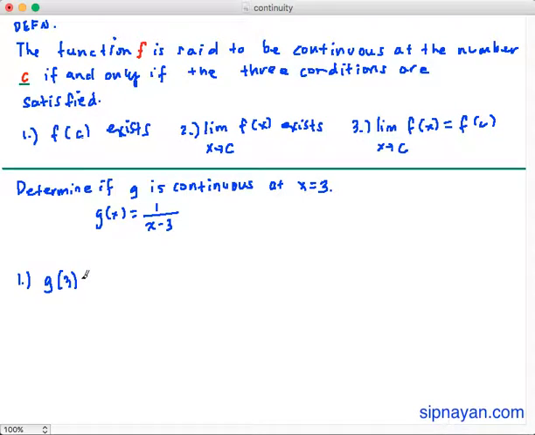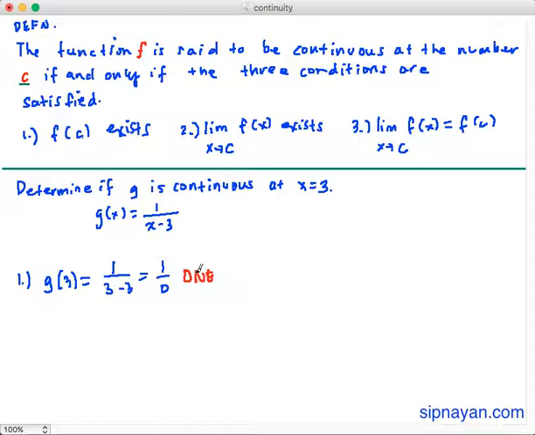Nag-exist ba ang g of 3? So, g of 3 is equal to 1 over, substitute na natin, 3 minus 3. This is 1 over 0. This is undefined. Ibig sabihin, g of 3 does not exist. Dapat defined siya para mag-exist. So, pag undefined, does not exist siya. Automatic yan. Pag sa exam, sasabihin niyo na hindi siya continuous. It's a discontinuous function because meron na tayong isang condition na hindi nasa-satisfy.